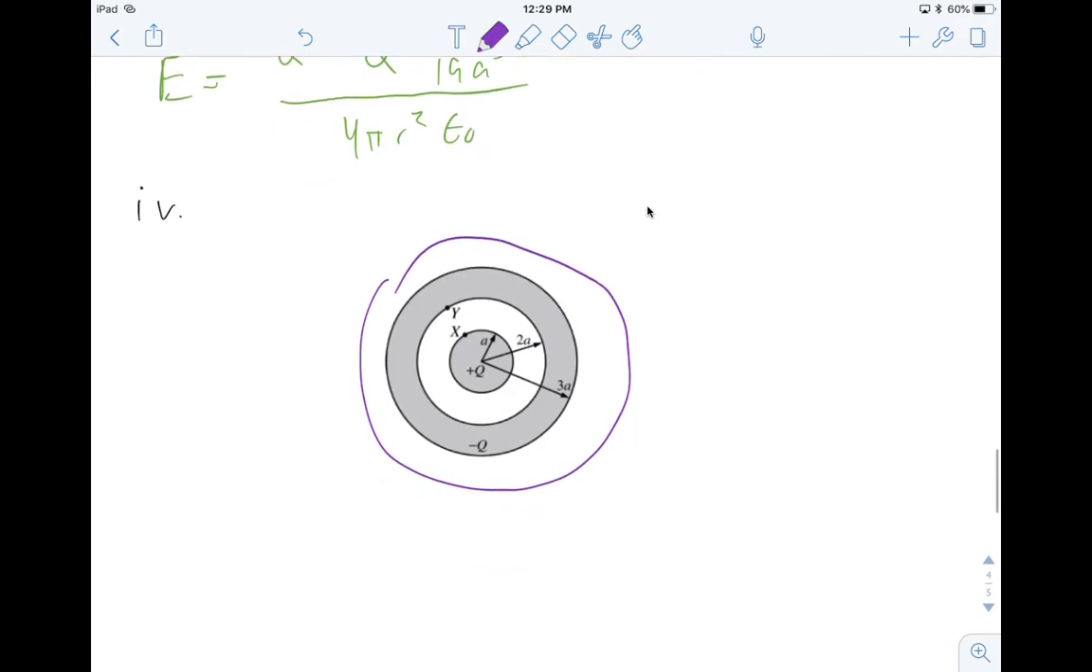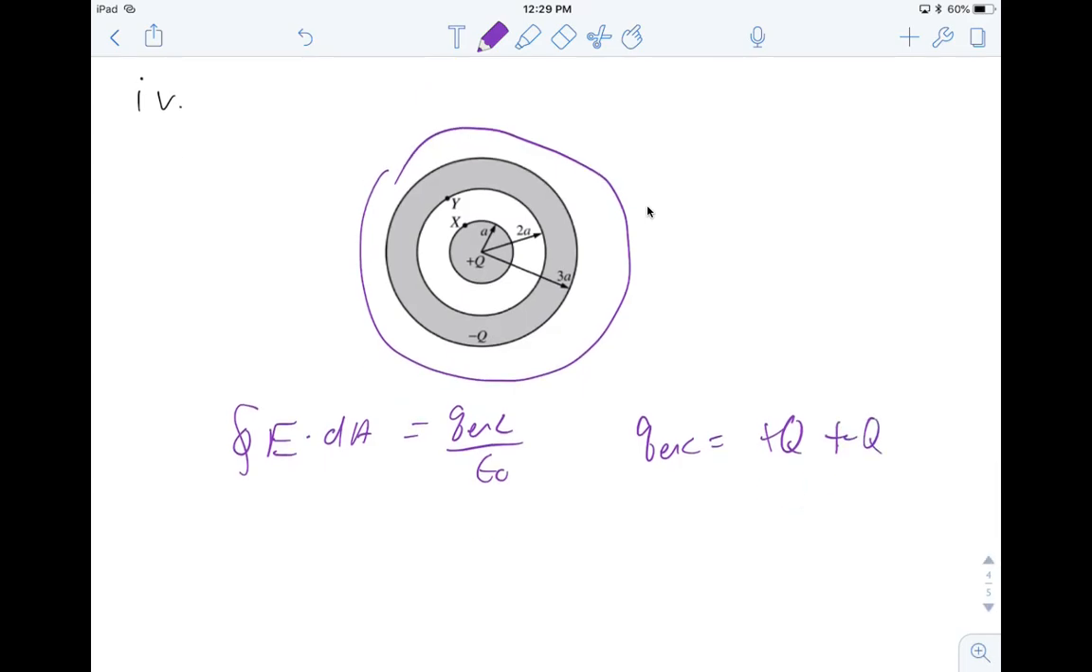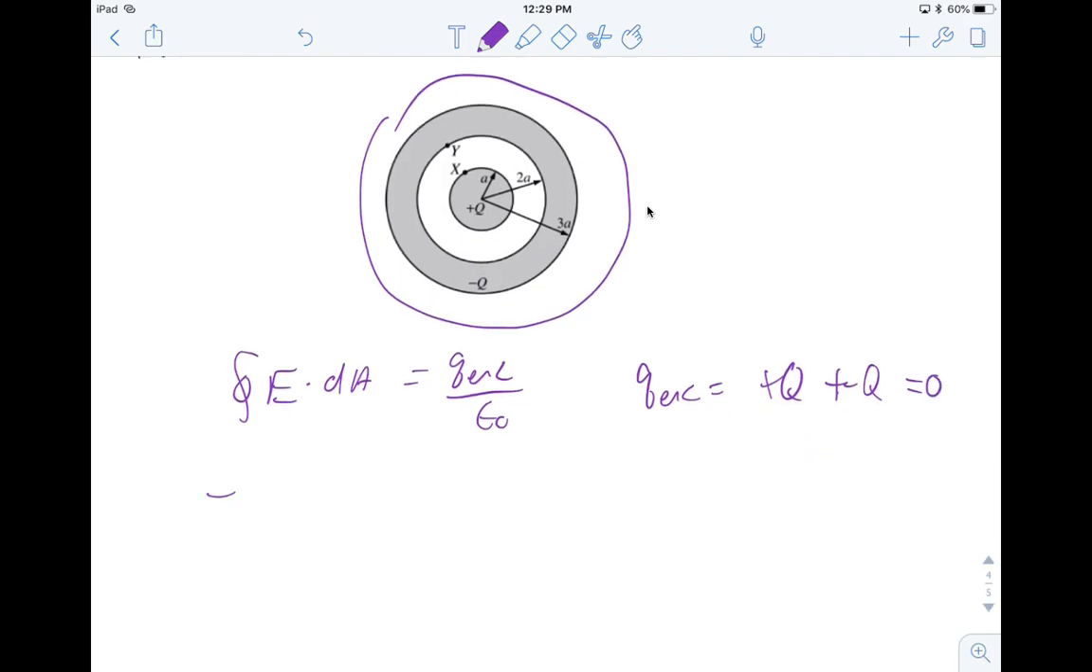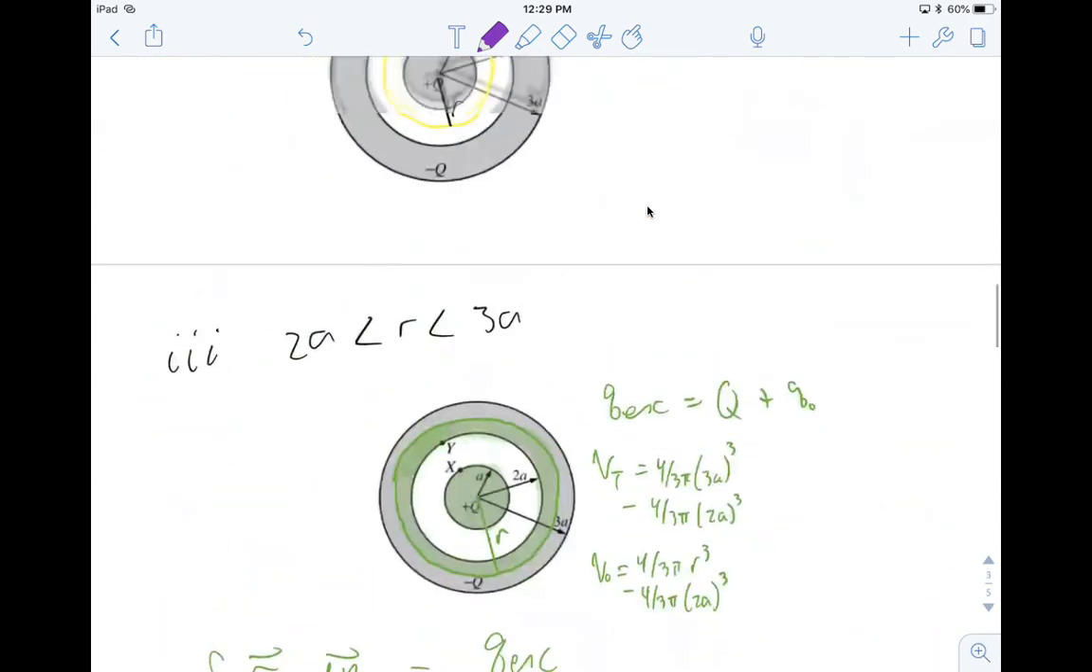If we apply Gauss's law, we have closed integral E dot dA equals Q enclosed over epsilon naught. How much charge is enclosed? We have all of the positive Q plus the negative Q, which is going to be 0. So if Q enclosed is 0, that means E is equal to 0 out there. And so we're done with all of part A.